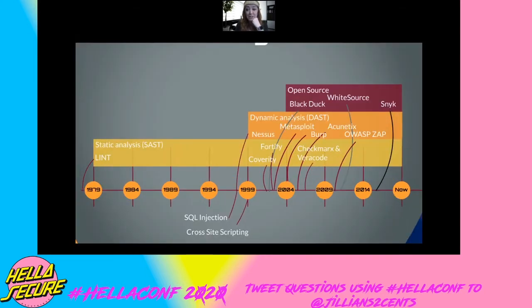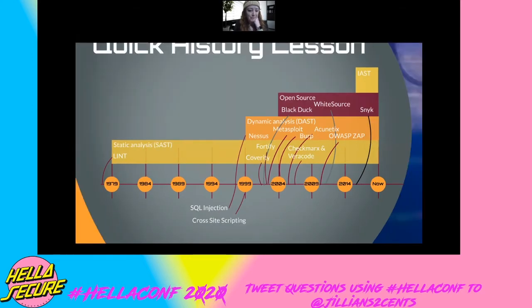Also worth mentioning is IAST, or interactive application security testing. I have not had the privilege of using any of these tools, though, so I'm not really going to talk about that. Anyway, moving right along.